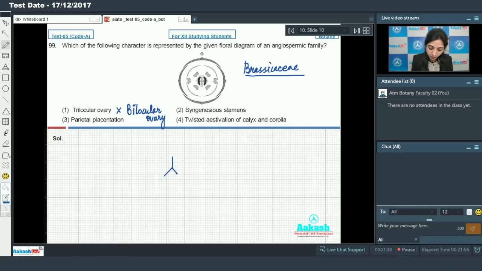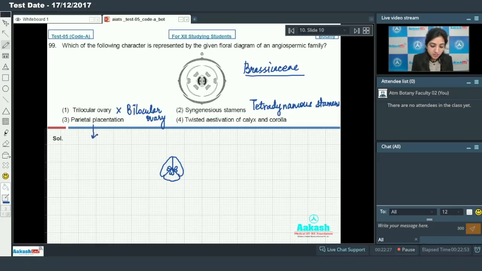What does a trilocular ovary look like? It looks something like this. So this is incorrect. Syngenesious stamens, no. By looking at the floral diagram, we can see that tetradynamous stamens are present, which means there are 6 stamens, 4 inner stamens and 2 outer stamens. This is the tetradynamous condition. The 4 inner ones are shorter and the 2 external ones, on the outer side, are the longer ones.